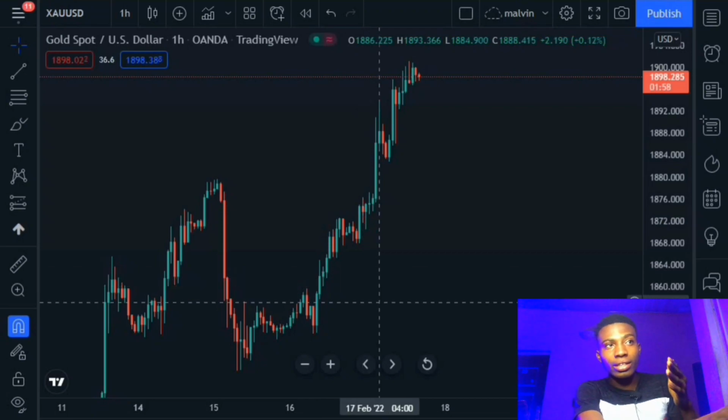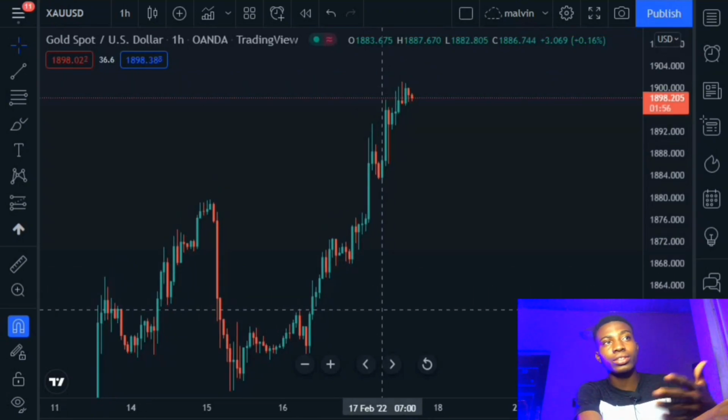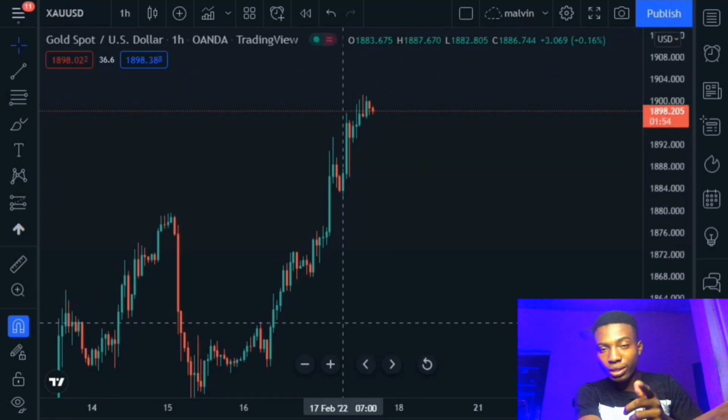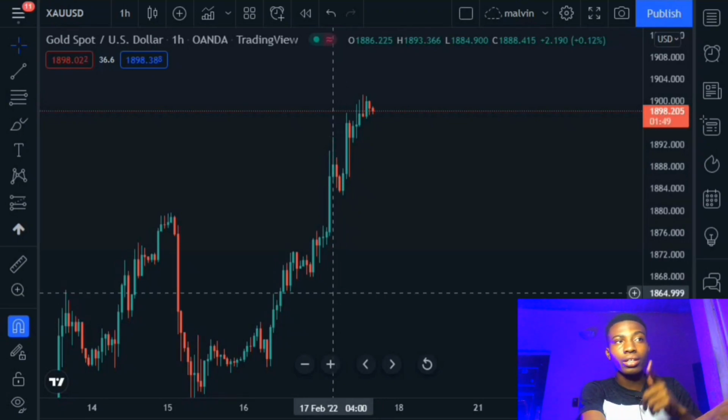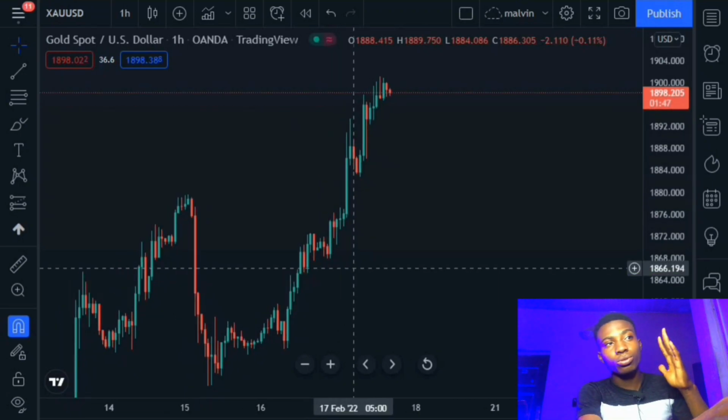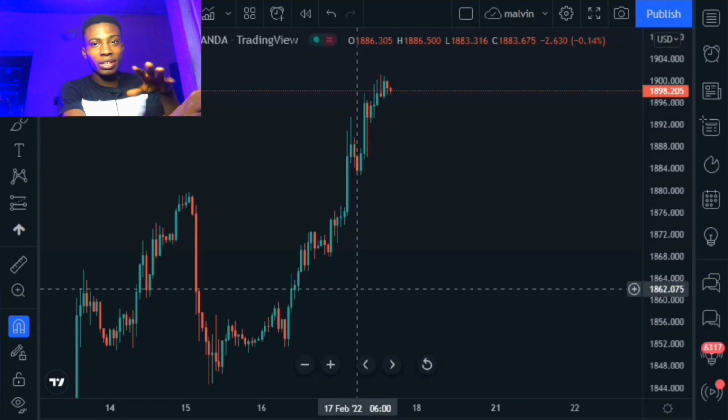I'm going to show you how you can get accurate support and resistance in the market, but in this case it will be in a trending market. This tool I'm going to show you right here will help you to draw in confirmed support and resistance in a trending market. So what I'm about to show you here is about to make everything easy.